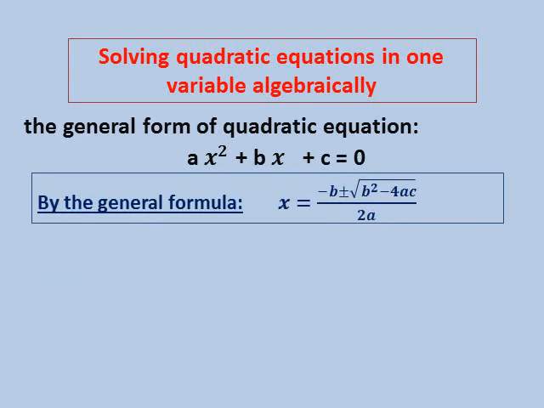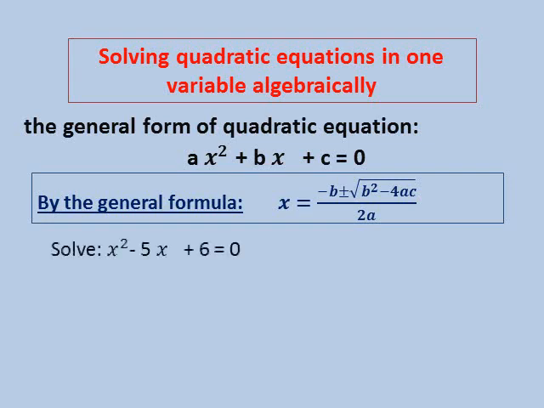We take the general formula for solving a quadratic equation: x equals negative b plus or minus square root of b power 2 minus 4ac, over 2a. This is the general formula for solving any quadratic equation.